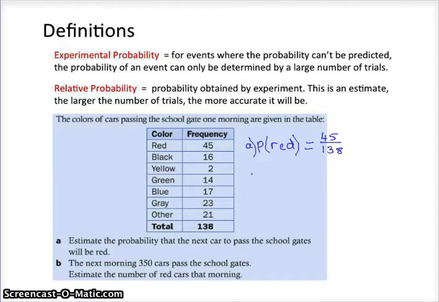Okay, now the next day, 350 cars come in, estimate the number of red cars. So we're looking for the number of red cars. This is simply going to be our probability for red cars, which we worked out the day before, times the total number of cars that come in, and this is 114.13, but we're just going to round it to a whole number.